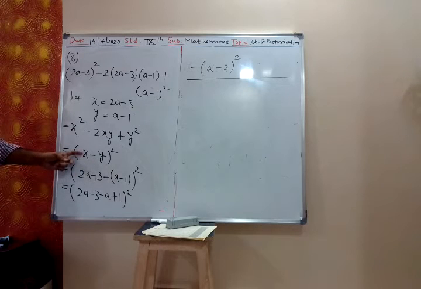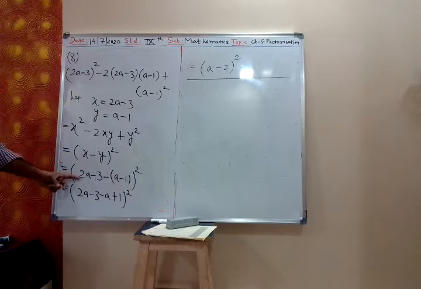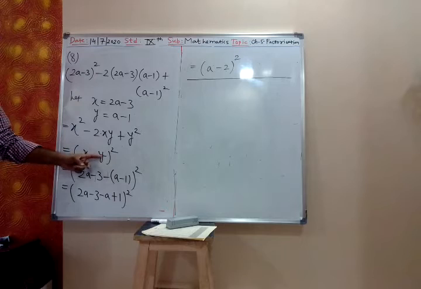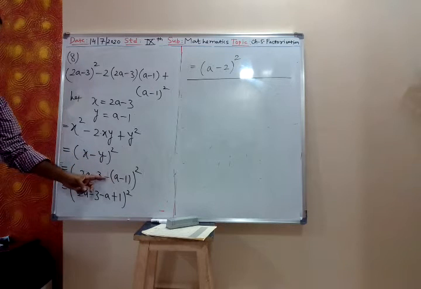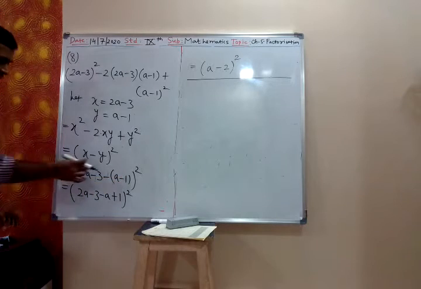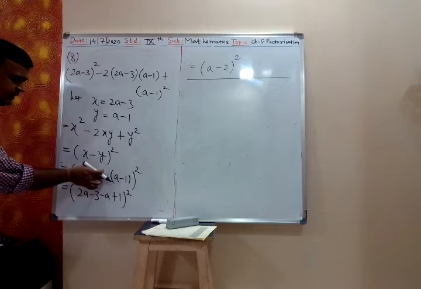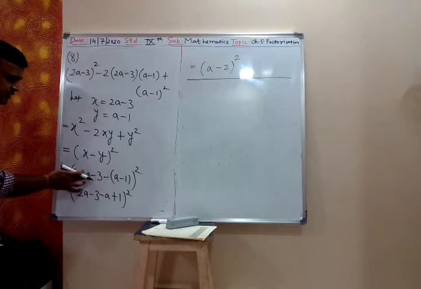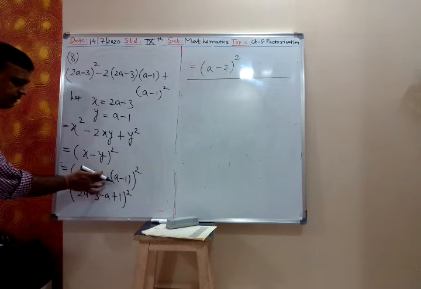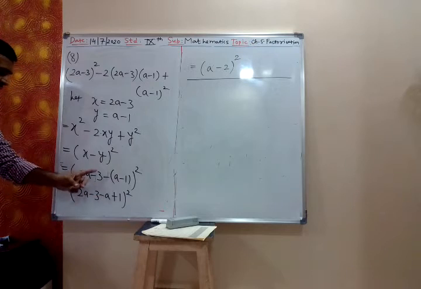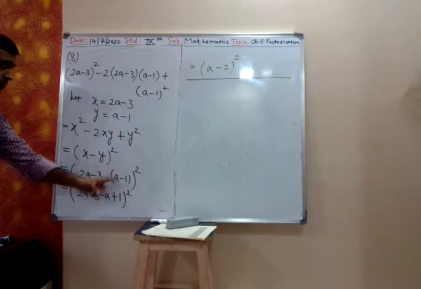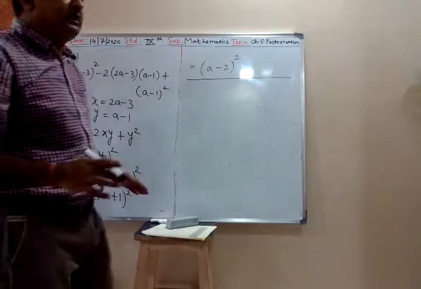Now again we put the value of x. X is 2a minus 3, minus y is a minus 1. So 2a minus 3 minus a minus 1. Now inside I will open the bracket, minus sign is there. So 2a minus 3 minus a, and minus minus becomes plus. So 2a minus a is a, and minus 3 plus 1 is minus 2. So the answer is a minus 2 whole square.